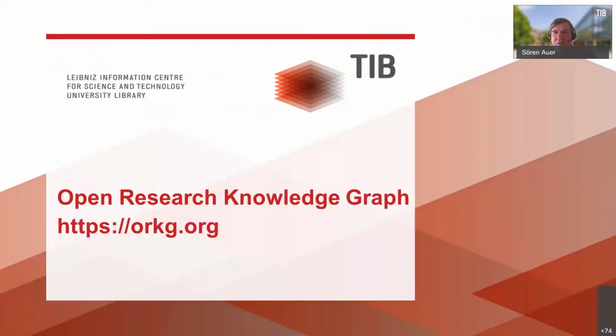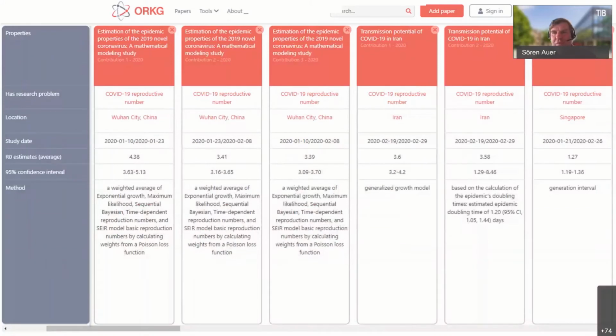And let me show you maybe some examples in the Open Research Knowledge Graph before we come to the how-to sessions. So one research problem which currently affects us all is the COVID-19 pandemic. And one important research question is, what is the reproductive number for COVID-19? So basically the number of how many people are infected by one infected person. And there are a number of studies. We actually found more than 30 of these studies.